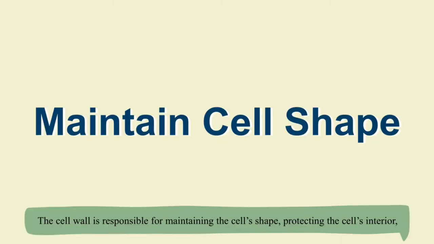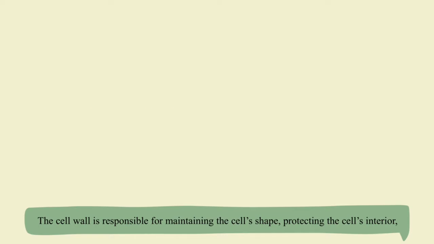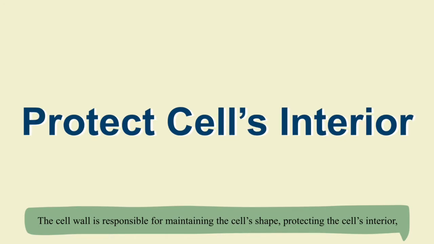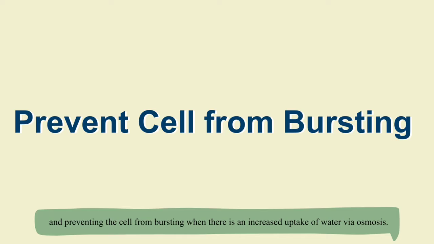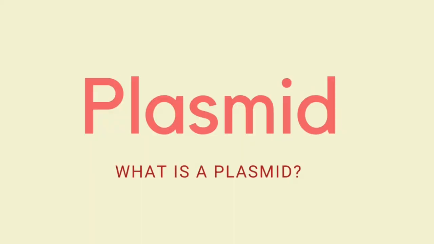The cell wall is responsible for maintaining the cell's shape, protecting the cell's interior, and preventing the cell from bursting when there is an increased uptake of water via osmosis. Moving on, what is a plasmid?